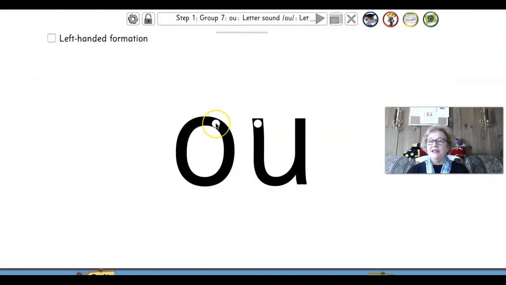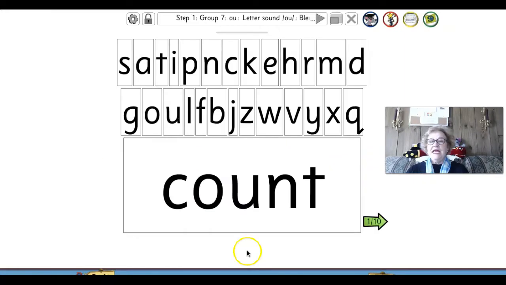Let's practice writing that OU together to make the ow sound. Ready? Here we go. Around, down, and up. Down, over, up, and down. What's the sound, boys and girls? Ow.